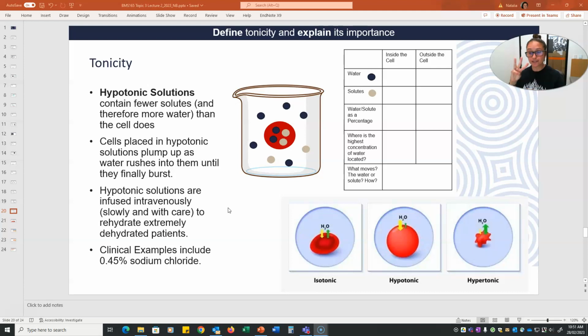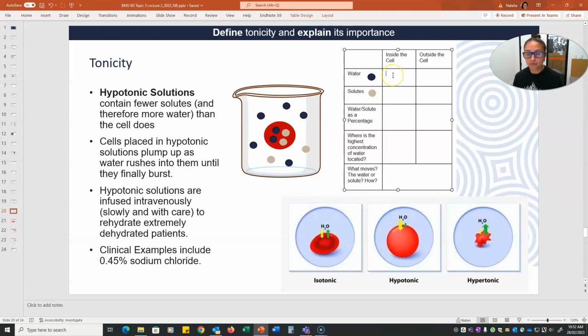So you're going to learn about 3 solutions: isotonic, hypertonic, and hypotonic. Hyper means high, which means too many solutes. Hypo means low, which means low solutes. Iso means the same, which is equal solutes. Okay, let's do this example. Here we go.